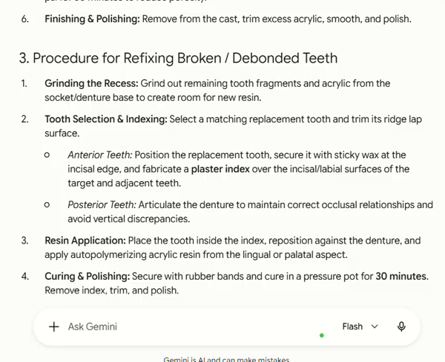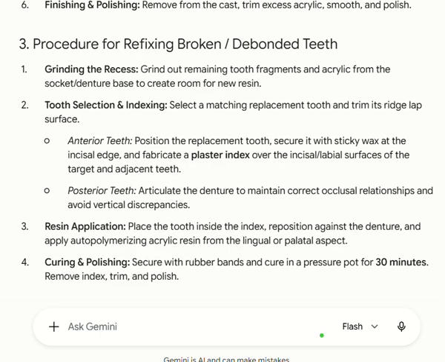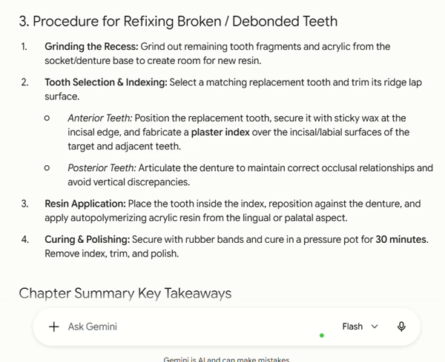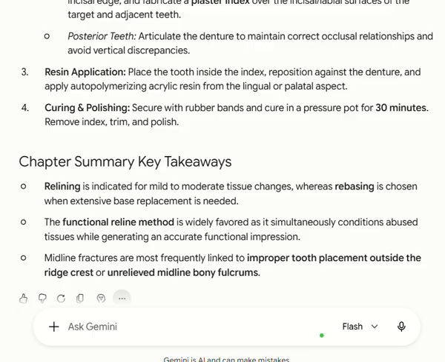Anterior teeth: position the replacement tooth, secure it with sticky wax at the incisal edge, and fabricate a plaster index over the incisal, labial surfaces of the target and adjacent teeth. Posterior teeth: articulate the denture to maintain correct occlusal relationships and avoid vertical discrepancies.